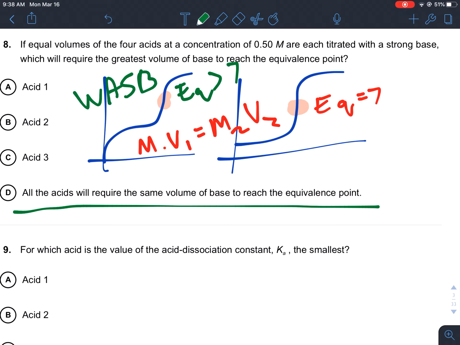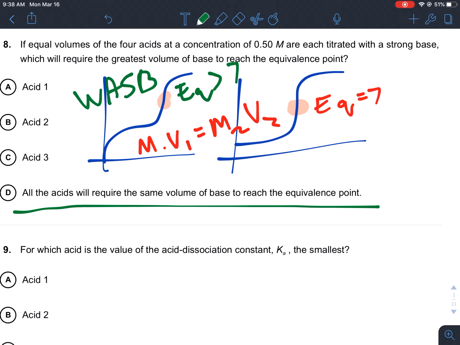Equivalence point is when you have equal amounts of the substances, not whether they got to 7 or not. And that's where students get confused. Students think equivalence point is when the pH equals 7. No, it's when the amounts are equal, and the equivalence point pH will shift based on that. So the correct answer is D.